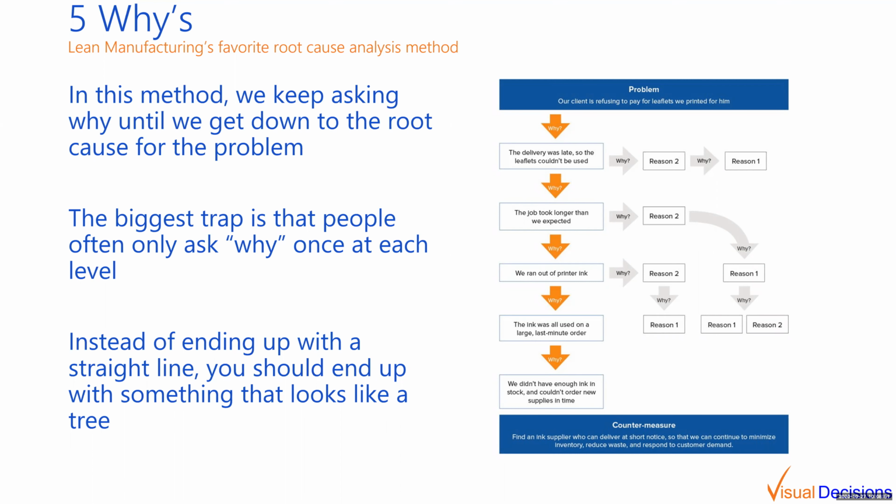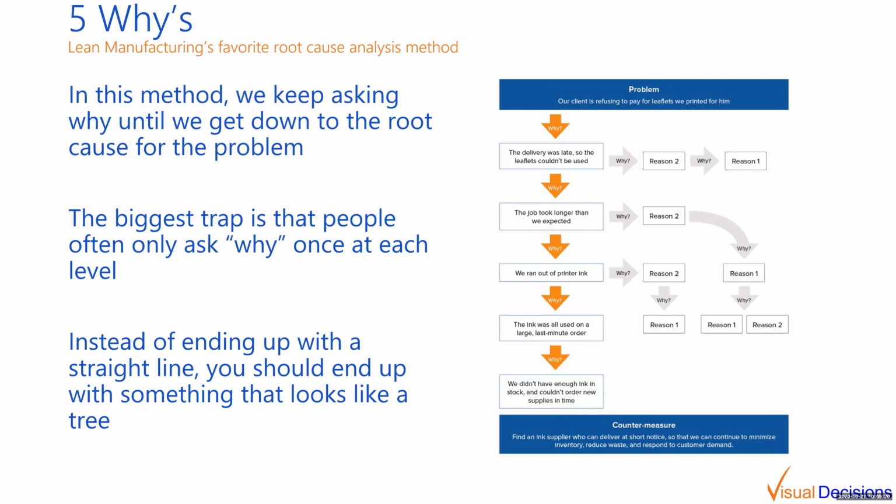Instead of settling for that answer, though, we continue to ask why. We don't want to just blame the delivery guy for not getting there in time. In this case, the next question is, why was the delivery late? And we keep answering those and asking more until we eventually reach the root cause of the problem: that we ran out of ink and couldn't order additional supplies in time. At this point, we've reached a cause that we can take action on.